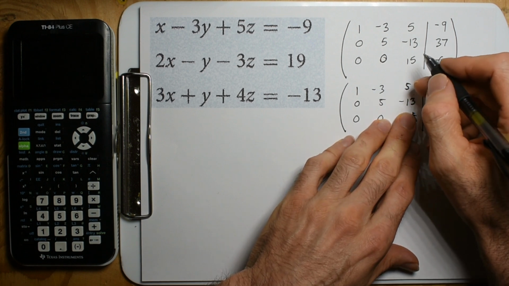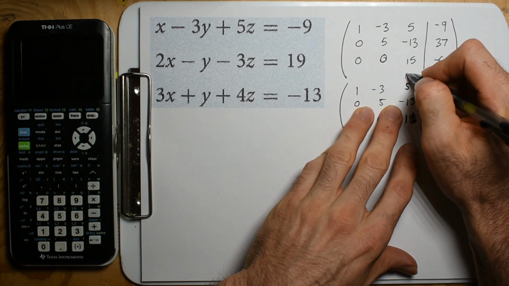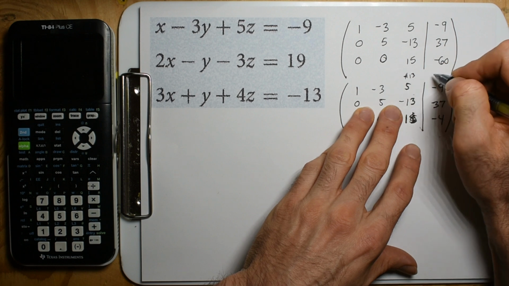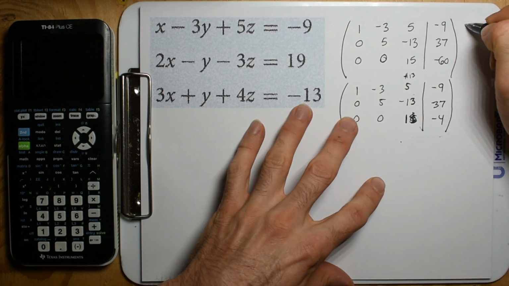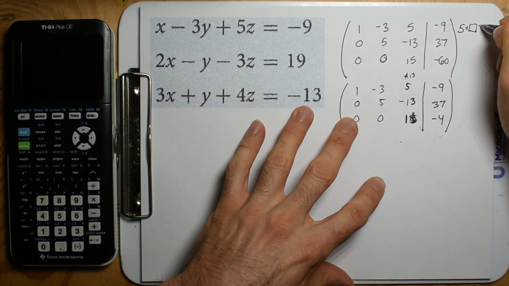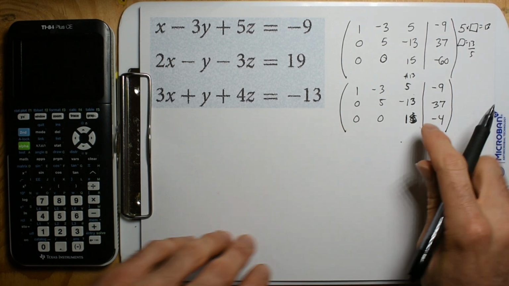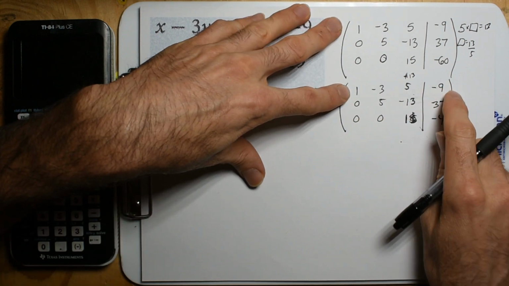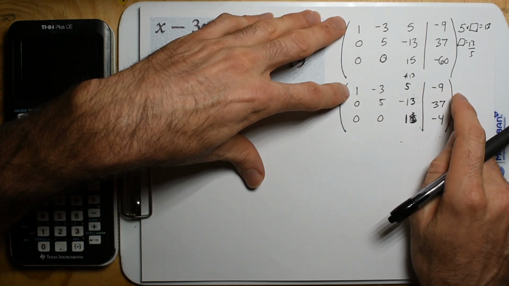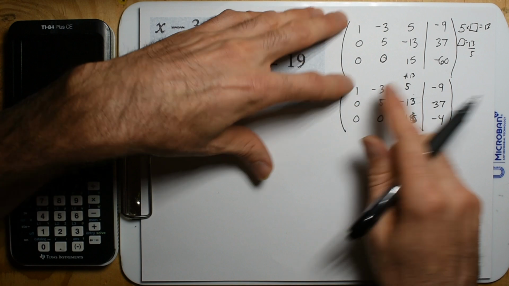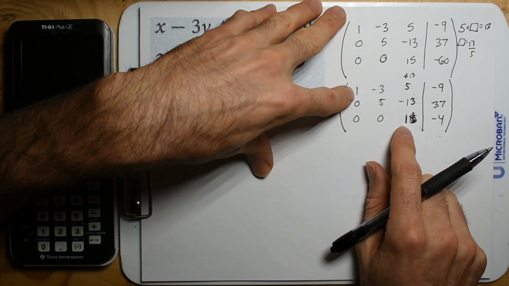So what do you need? You need this number to be 13. So 5 times what is 13? Well, that's 13 divided by 5. So we're going to take this top row and multiply everything by 13 divided by 5. So yeah, this no longer becomes 1. Such is life.